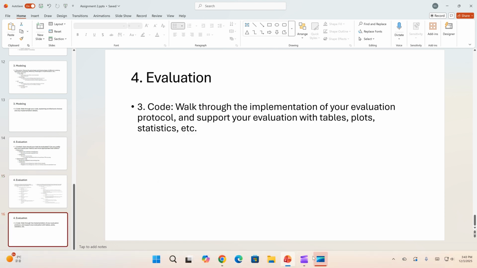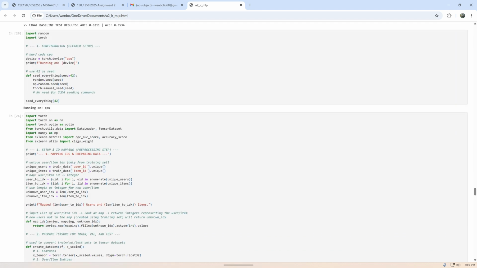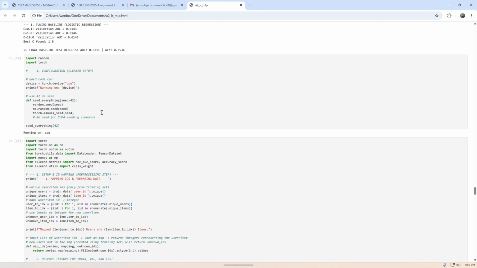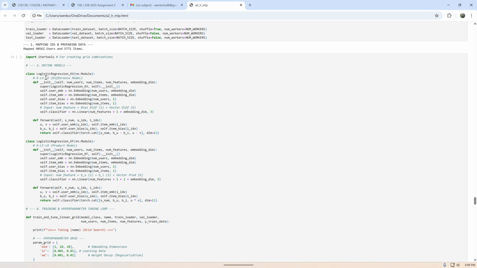And now let's look at the code. So here we have the baseline model. As you can see, we use logistic regression on the explicit dataset only, and we had the score 0.6211, as we mentioned. And here we're setting up PyTorch because that's what we are going to be using for the other models. And here we have the logistic regression using the difference model.